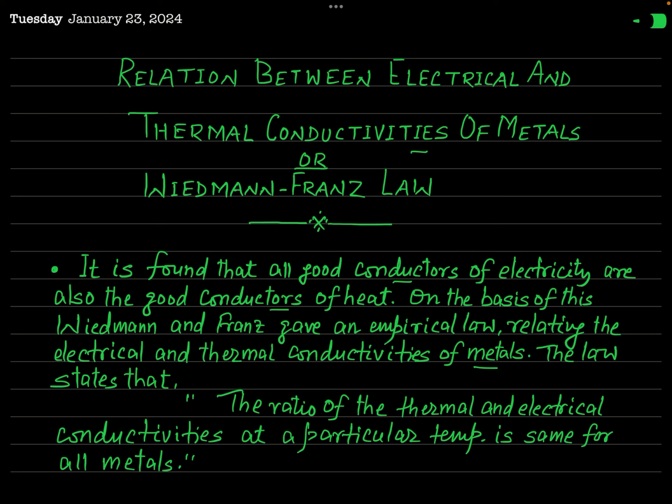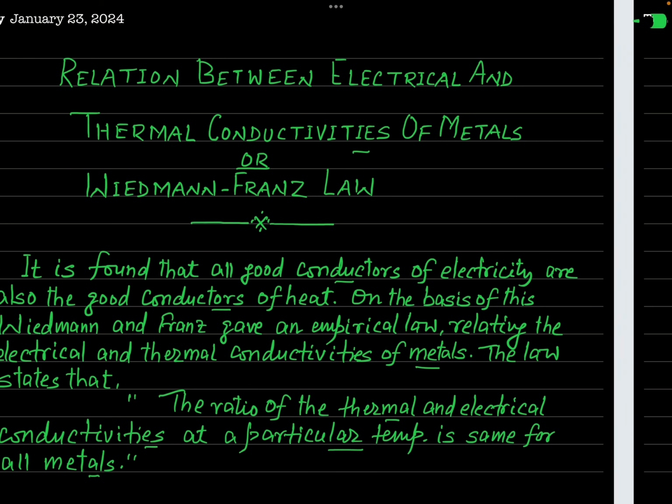So taking this fact into account, the Wiedemann and Franz law states that the ratio of the thermal conductivity and the electrical conductivity at a particular temperature is the same for all metals. It means you have to fix a particular temperature, let us say room temperature. If at room temperature you find the thermal and electrical conductivities of different metals and take their ratio, then it is found that the ratio is the same.